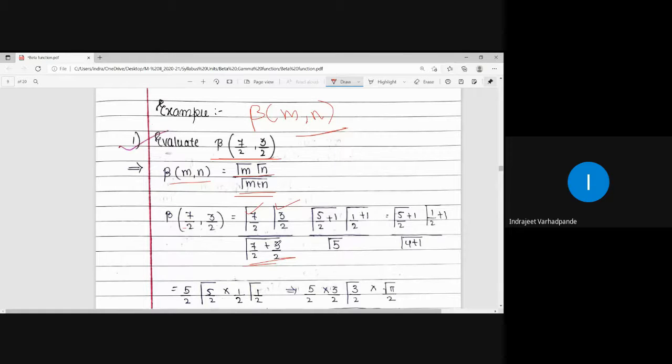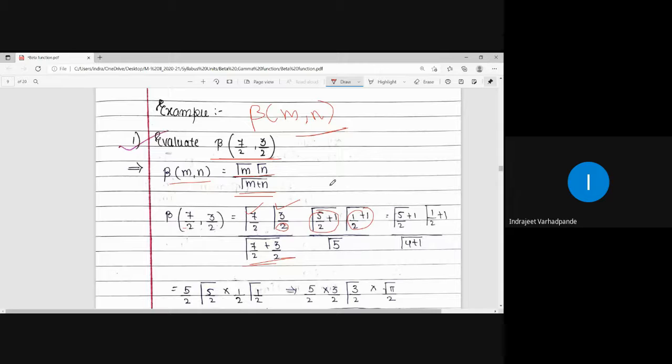M plus n means 7 by 2 plus 3 by 2, that is 5, and gamma 5 is nothing but 4 factorial, right? But how can this numerator be resolved? See, I told you when the numerator is greater than the denominator, and mostly whenever it is by 2, you can think of the property gamma n plus 1. So 7 by 2 can be written as, take the difference of 2, 7 minus 2 is 5, so gamma 7 by 2 can be written as gamma 5 by 2 plus 1. 3 by 2 can be written as 1 by 2 plus 1, because 2 will be added in the numerator, right?